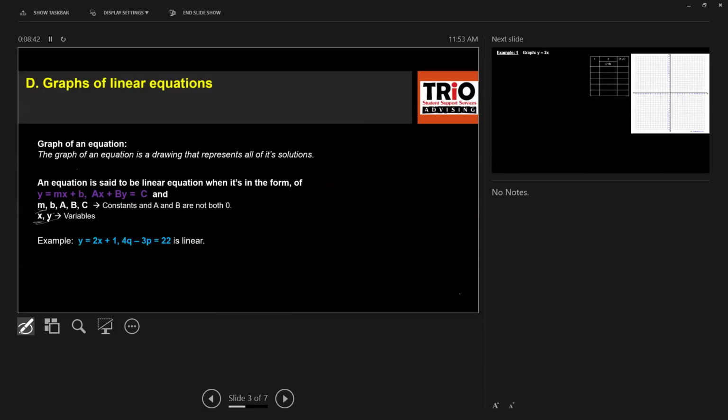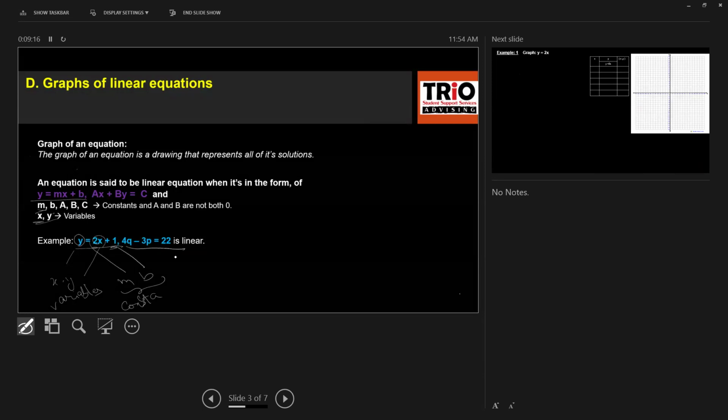Let's say, for example, we have the equation y equals 2x plus 1. It is in the form y equals mx plus b. So here x and y are variables, so they can be substituted with any values. But m and b are constants, which are 2 and 1. They remain constant, but x and y we can substitute with any values.